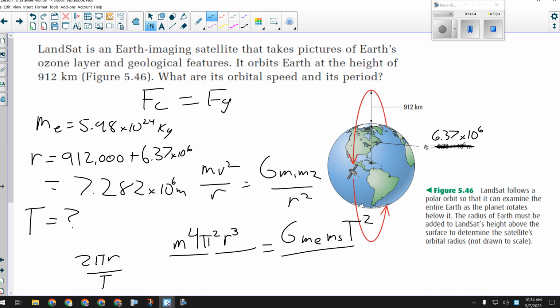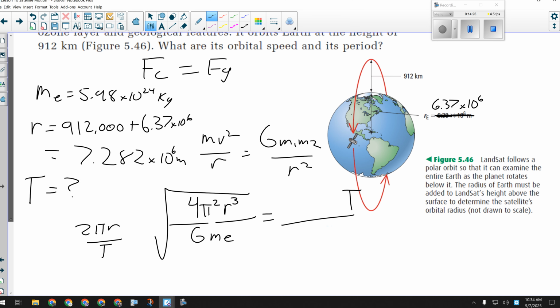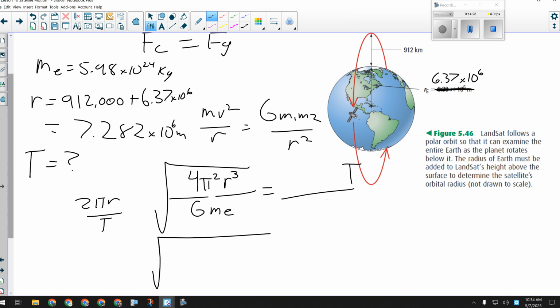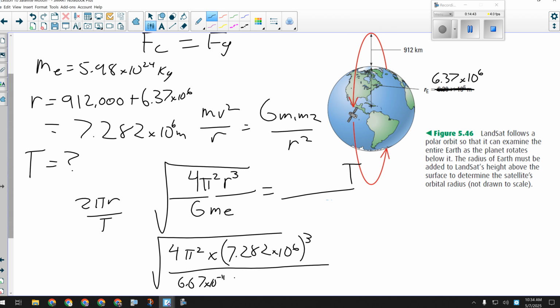And then I'm just going to divide all of this stuff over here. The mass of the satellite's going to cancel when I do that, so I'm going to get rid of it now. And then I'll just have big G times the mass of the Earth. So now those are gone. Then take the square root, and I've got T squared, or sorry, just T, because I'm taking the square root. That's the whole point. Now that I've got that, I can plug in my numbers. So 4 pi squared times 7.282 times 10 to the 6 cubed, divided by 6.67 times 10 to the minus 11 times 5.98 times 10 to the 24.